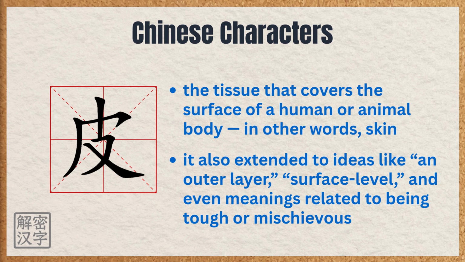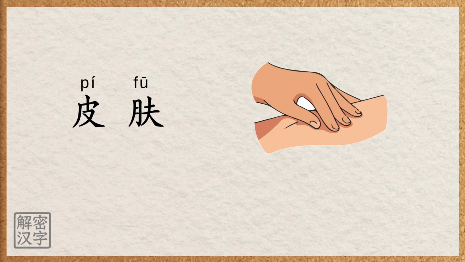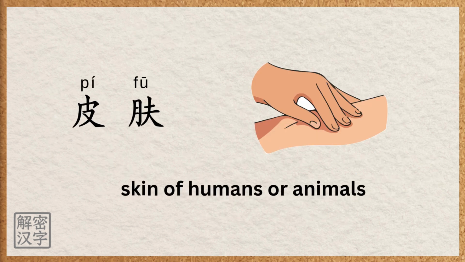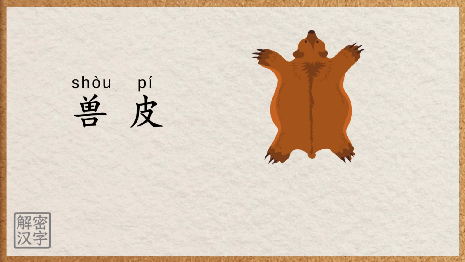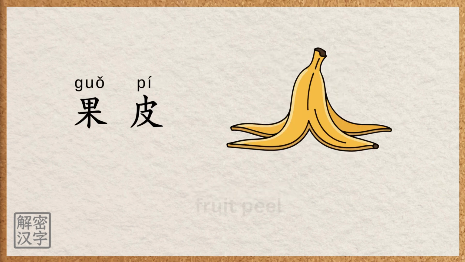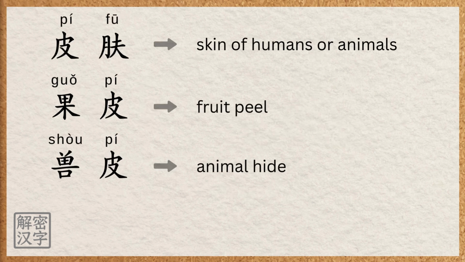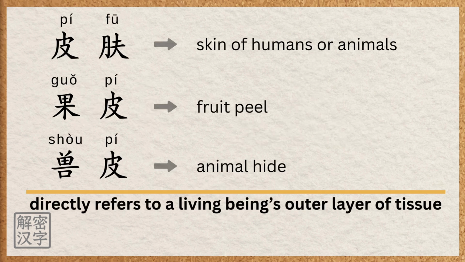Let's look at some examples. 皮肤 means skin of humans or animals. 兽皮 means animal hide. 果皮 means fruit peel. In these words, 皮 is used literally, meaning the skin, the outer tissue layer.